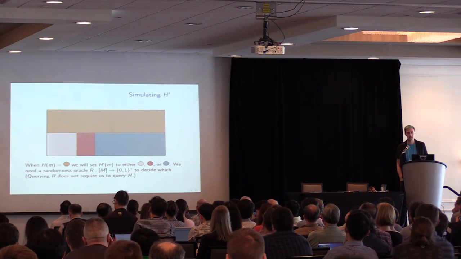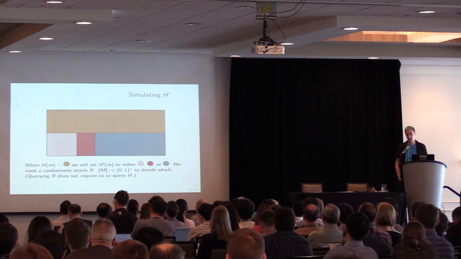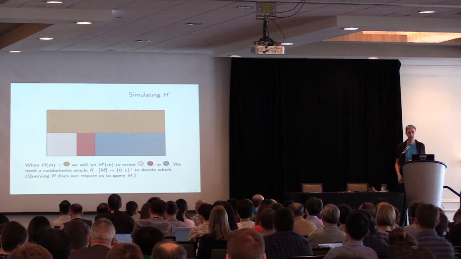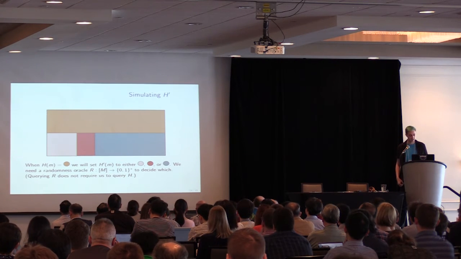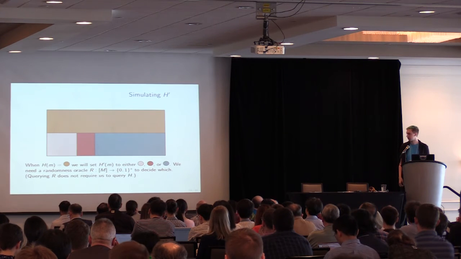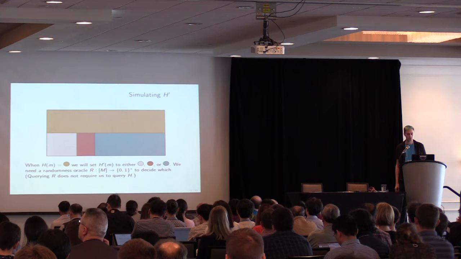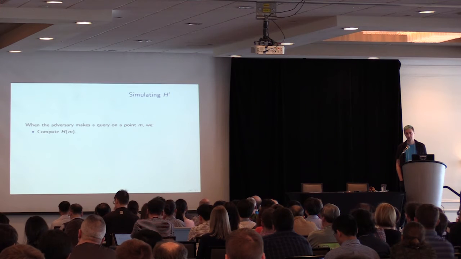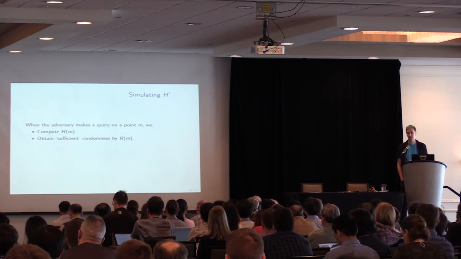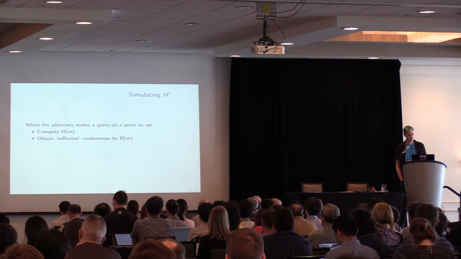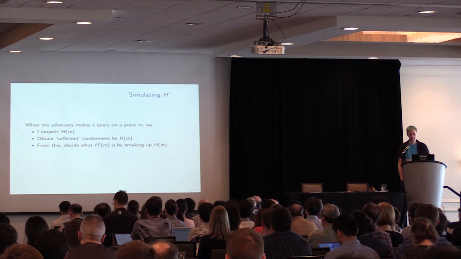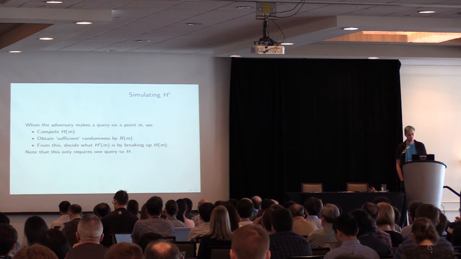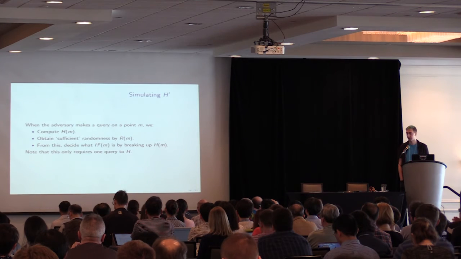To choose which of these, we're going to need another randomness oracle, which takes a point in the domain and spits out a sufficient amount of randomness, for some definition of sufficient. Note that querying this R oracle for more randomness doesn't require us to query H at all. So when the adversary queries that point M, we compute H of M, obtain a sufficient amount of randomness by R of M, and from this decide what H prime of M is going to be by breaking up the H of M uniform distribution. And this whole process, classically at least, only requires one query to H.